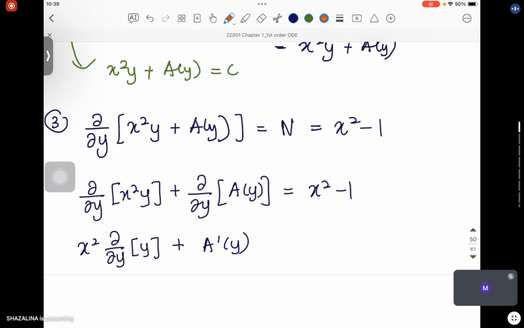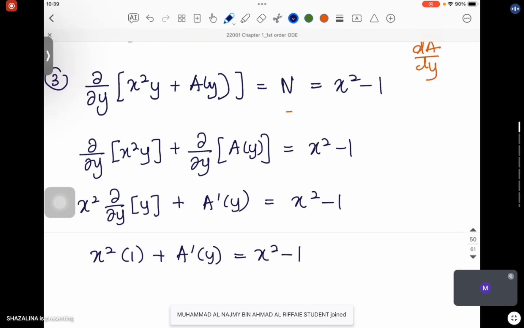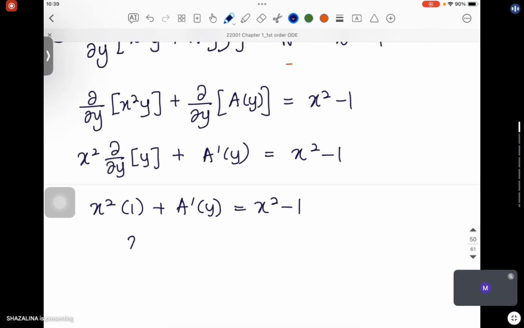Or you can write it as dA/dy, it is the same. But I will write a prime y, because in the method of solution it states a prime y. Equal to x square minus 1. Perform the differentiation: differentiate y, power of 1 is 1. So x square times 1 plus a prime y equals x square minus 1. Simplify: x square plus a prime y equals x square minus 1.